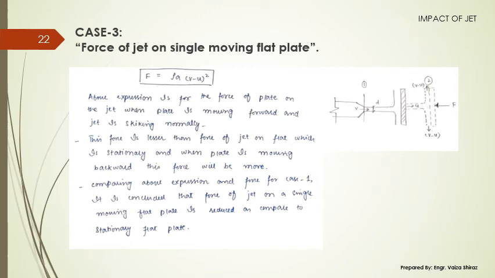So this equation is for the force of the plate on the jet when the plate is moving forward and the jet is striking normally. This force is lesser than the force of the jet on the flat plate which is stationary, and when the plate is moving backward, this force will be more. Comparing the above expression and the force for case 1, it is concluded that the force of the jet on a single moving flat plate is reduced as compared to a stationary flat plate.